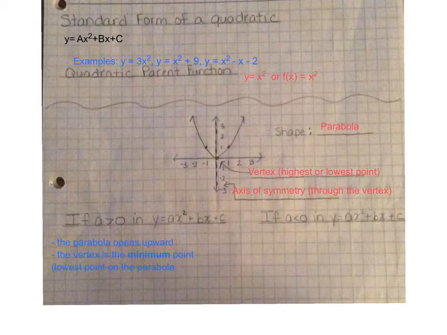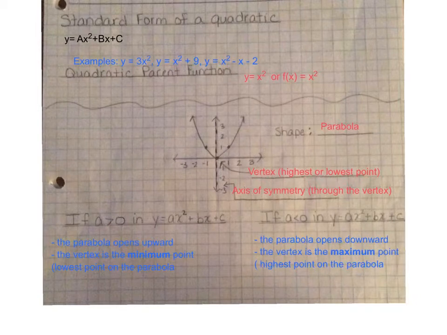If the a value is greater than 0 in y equals ax squared plus bx plus c, that tells us that the parabola opens upward, as in the picture above, and the vertex is the minimum point, the lowest point on the parabola. If the a value is less than 0, meaning it is a negative number, then the parabola opens downward and the vertex is the maximum point, which is the highest point on the parabola.